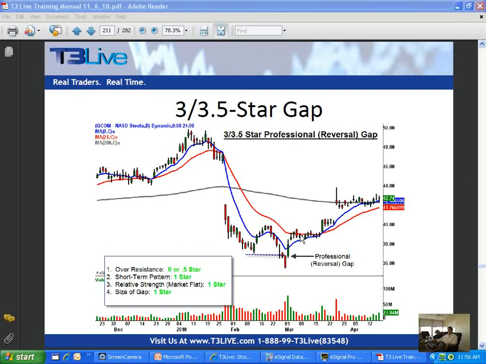So the stock is over resistance. The stock has taken out the prior day's high. It's a relatively large gap, and the market was flat. So it had good relative strength because it was gapping up and the market was flat.